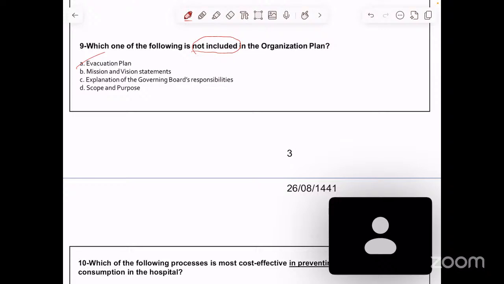Okay. Because the organizational plan typically outlines the roles and responsibilities of the governing board, as this is crucial for defining the leadership and decision-making process. Why not letter D, the scope and purpose? Because they define the boundaries and objectives of the organization's operations and its reasons for existence. So this is incorrect. So the answer is evacuation plan, which is not included in the organization plan. Okay.